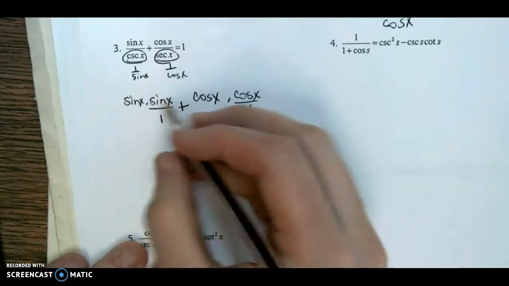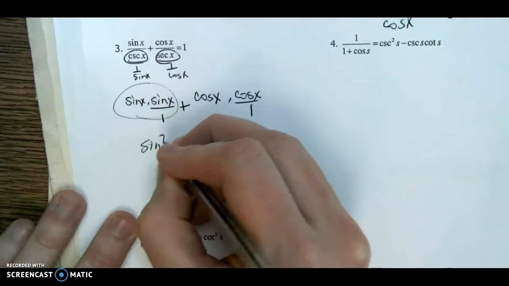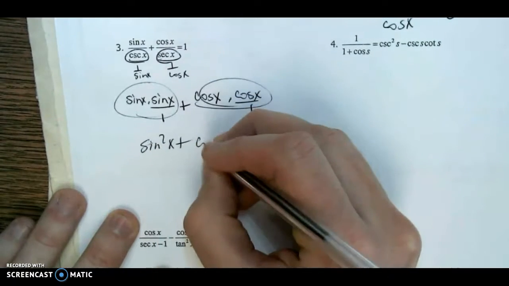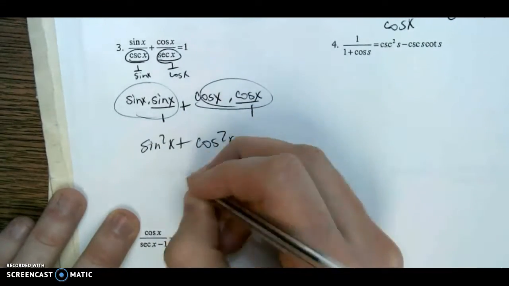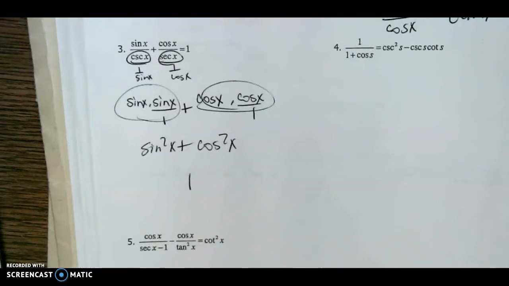Now, those make sine squared, those make cosine squared, those make 1. So that's how you get to your 1.